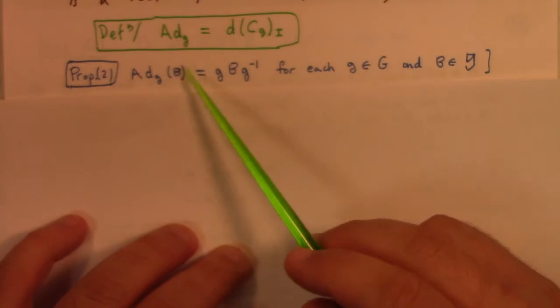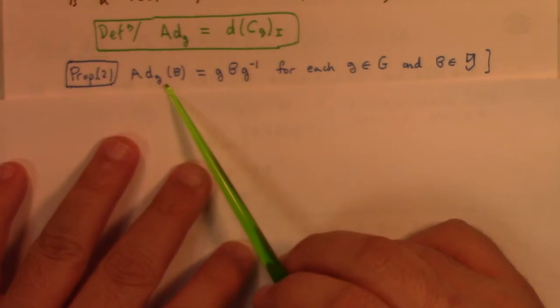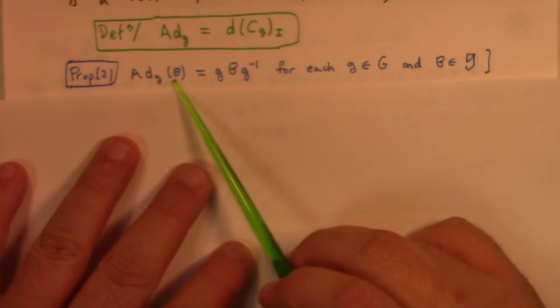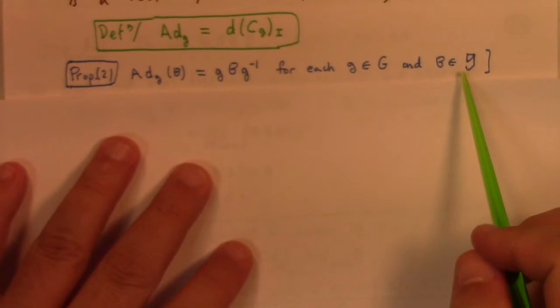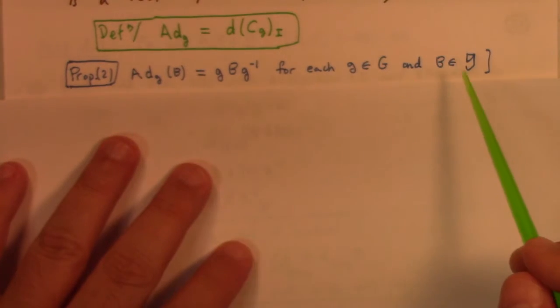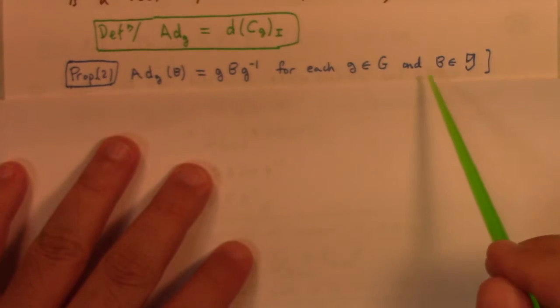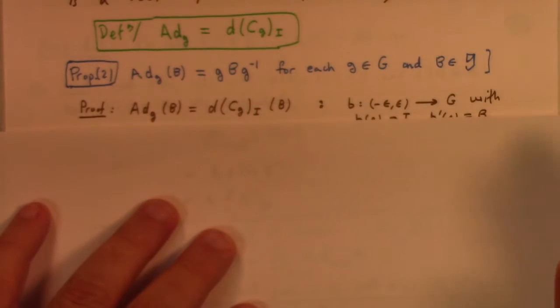So, in fact, the adjoint, proposition 2: the adjoint Ad_g acting on B is g B g inverse, for each g in G and B in the Lie algebra. So the adjoint actually acts by conjugation of the Lie algebra. So that's kind of neat.